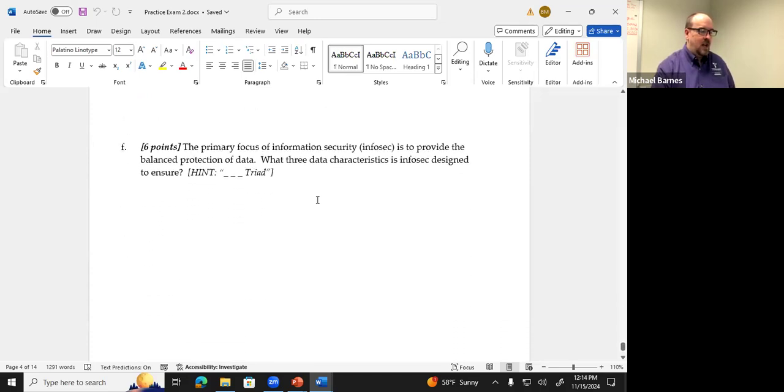Last thing to talk about, okay? Three data characteristics that information security is designed to ensure. So all three characteristics have to be maintained for information security to be maintained. What are those? And I gave you a hint on this one. It's the blank, blank, blank triad, okay? Hopefully you remembered my stupid joke in the slides where I said it sounds like a governmental agency working with a crime agency. It's the CIA triad: confidentiality, integrity, and availability. That's all you had to put on this particular question.